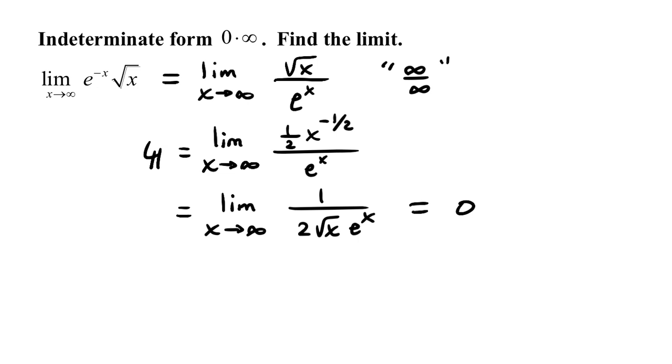Take the derivative of your numerator using chain rule. That's 1/2 x to the negative half times 1. That's 1/2 x to the negative half. The derivative of our denominator, e to the x, remains e to the x. So I've taken the derivative of top and bottom using L'Hopital's rule.